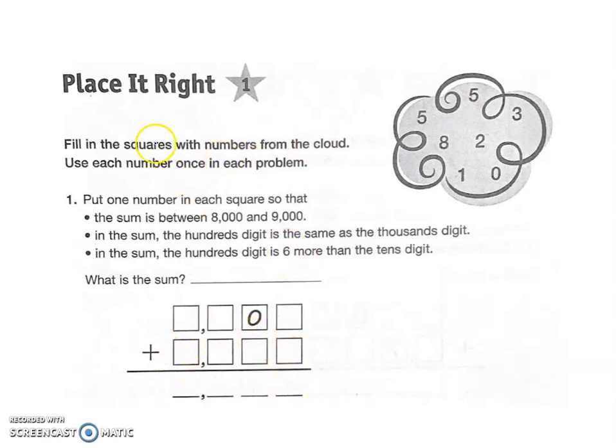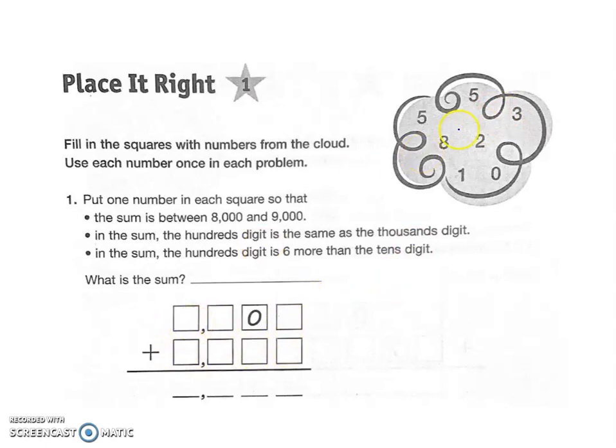So how this is going to work is on every question you're going to have this little cloud over here with some digits. And those digits are going to go in these empty squares, okay? And they're only going to go on the squares. You'll notice there's blanks here at the bottom as well. Those numbers can be different than what's in the cloud. The cloud numbers only go in these empty squares.